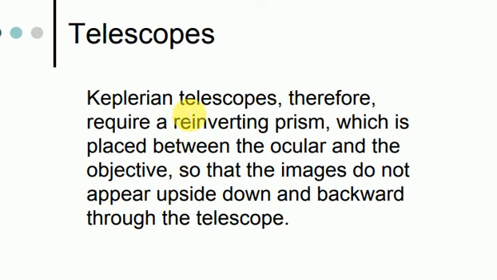So in the Keplerian, the image is inverted, so it requires a re-inverting prism, which is placed between the ocular and the objective, so that the images do not appear upside down and backward through the telescope.